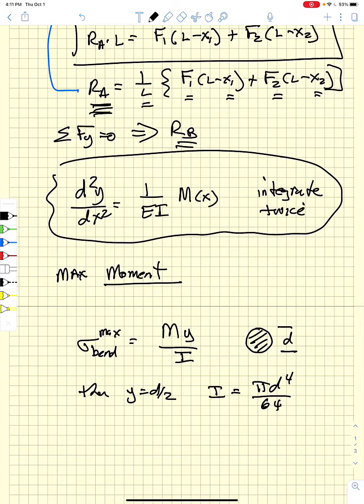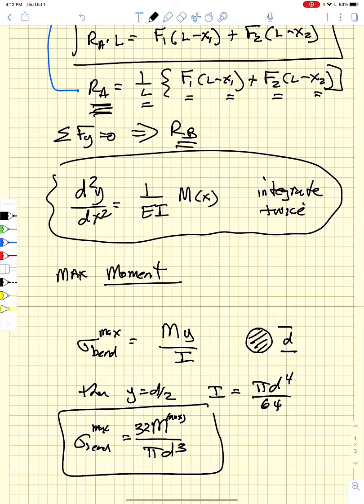Those are things that we know. So I'm going to go ahead and plug in. I'm going to say my maximum bending stress is equal to my max moment times d over 2 divided by pi d to the fourth over 64. That gives me 32M over pi d cubed. So there's my maximum bending stress.